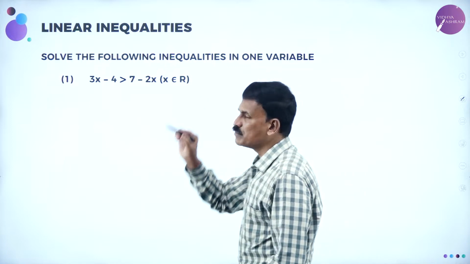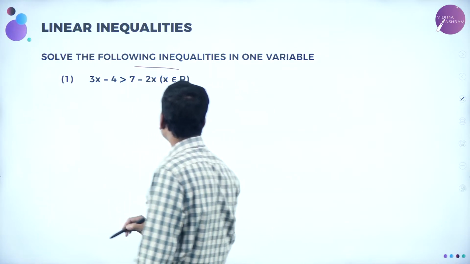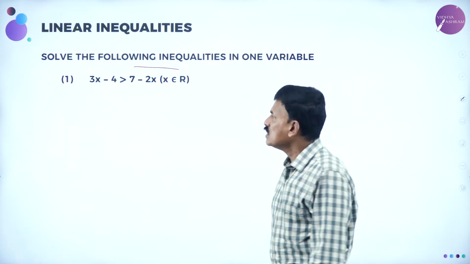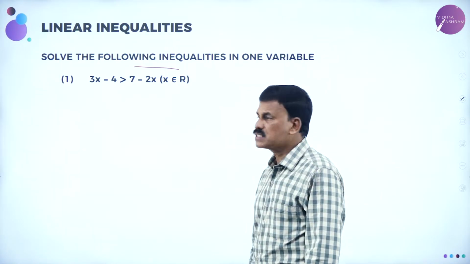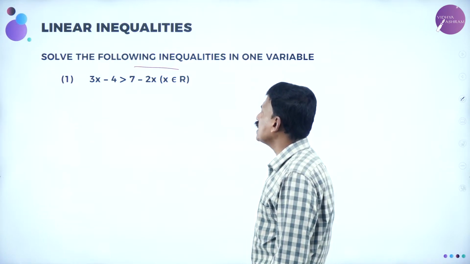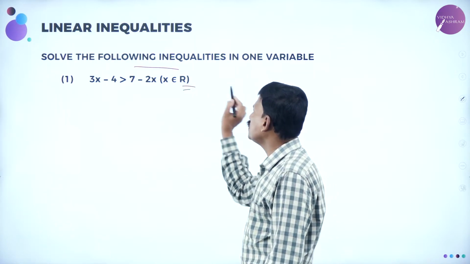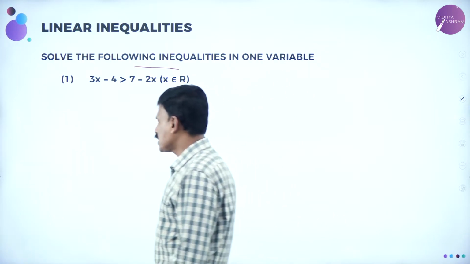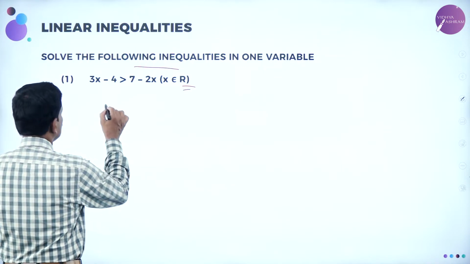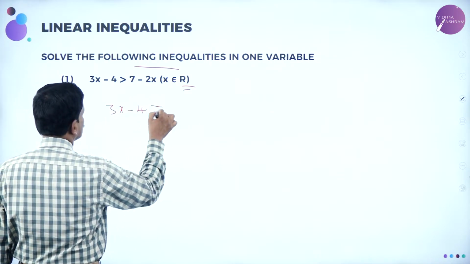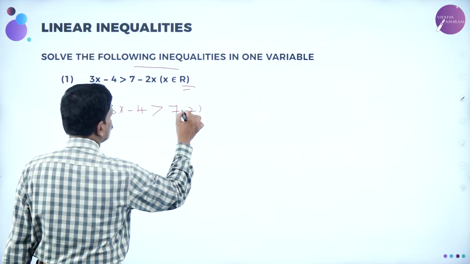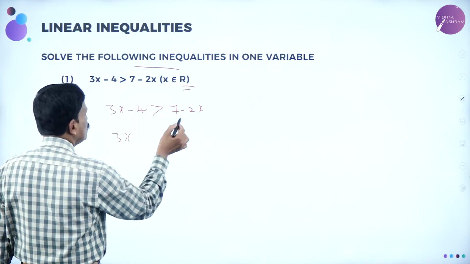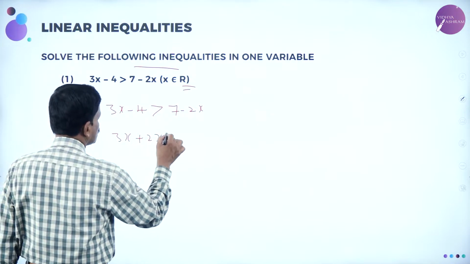Okay. Now let us come to this problem first. Solve the following inequality in one variable. Let us discuss one variable first. Very simple: 3x minus 4 is greater than 7 minus 2x, where x belongs to any real number. Just transfer terms, that's all. So what is the given inequality? 3x minus 4 is greater than 7 minus 2x.